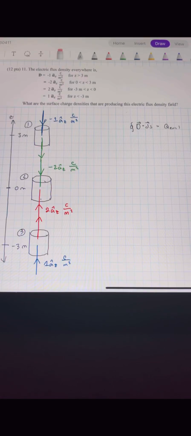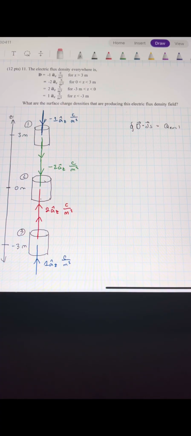Explaining question 11 from exam 1. So in this problem, we're given the electric flux density vector D in 4 regions along the z-axis. We're asked to find the surface charge densities that are producing this electric flux density field. And those surface charge densities are at the plane z equals 3, z equals 0, and z equals -3.